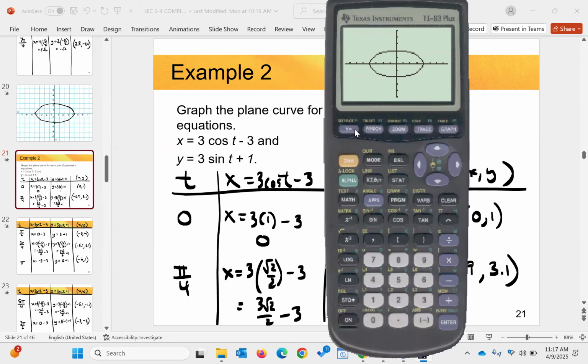Cosine -3. Okay, so boom. Cosine of t, then 3 sine of t plus 1. And we got ourselves a graph.